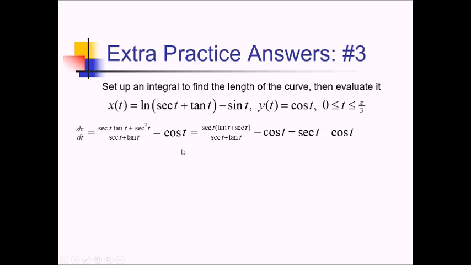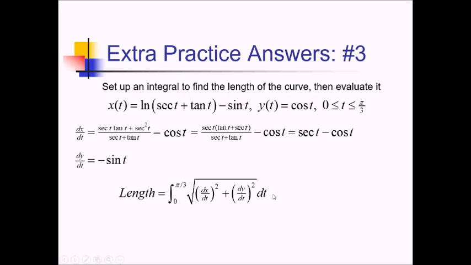All right, so that'll be a little bit easier to enter in the calculator, which we will do in a moment. Now let's find dy over dt, which is just going to be a much easier one. This is just negative sine of t, the derivative of cosine. At this point, we set up our arc length integral. So that's going to be the integral from 0 to pi over 3 of the square root of (dx over dt) squared plus (dy over dt) squared, dt for the differential. And now let's go and do the rest of this on the calculator.